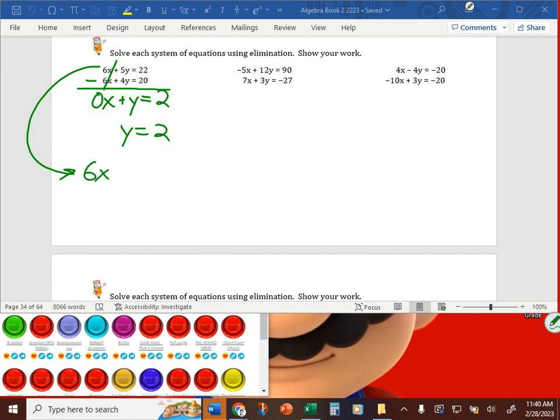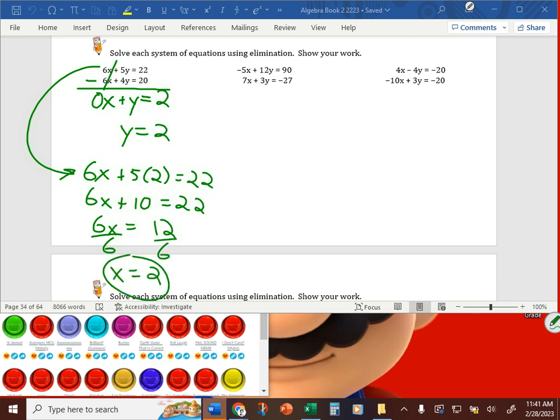So 6x plus 5 times 2 equals 22. 6x plus 10 equals 22. Subtract 10 from both sides. 6x will equal 12. Divide both sides by 6, and x equals 2. Okay.